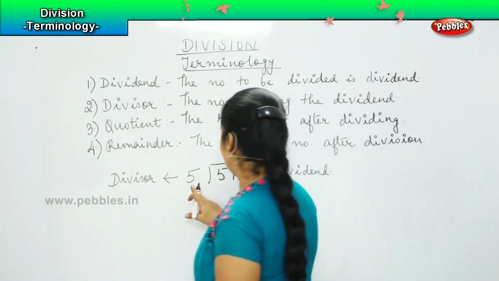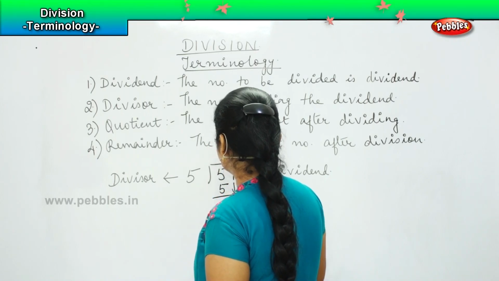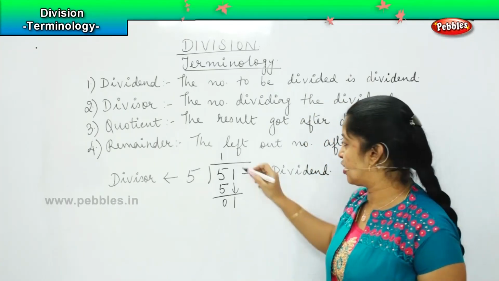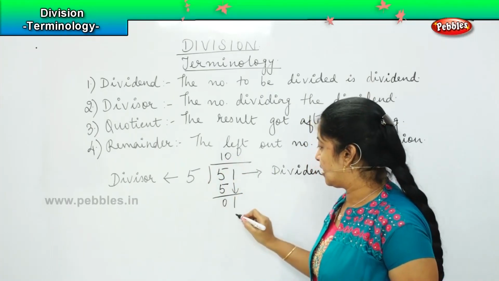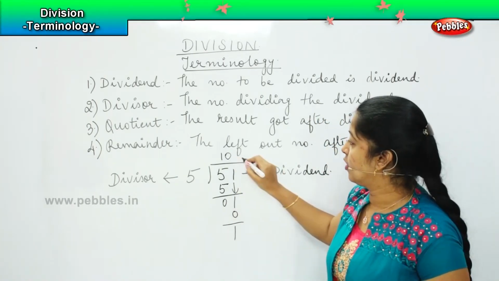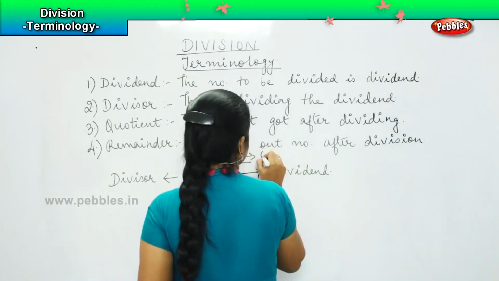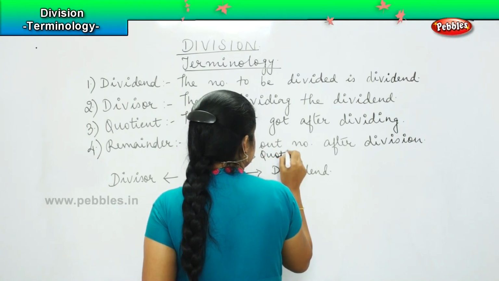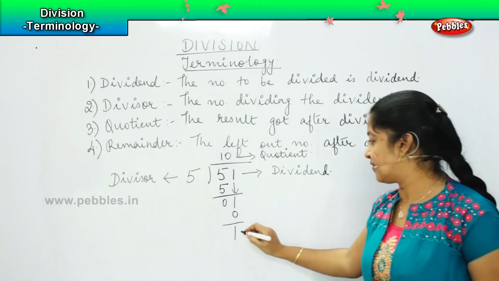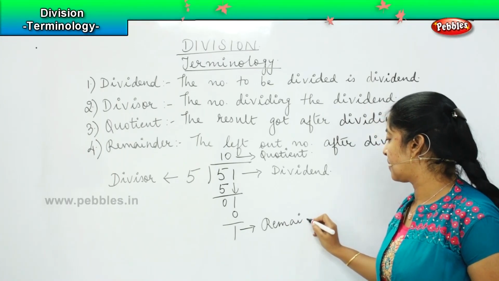Okay. The answer which I will be getting. So let's see, 5 into 1, 5. Then comes here 0 and 1. So in 5, 1 will go how many times? 0. Right. So 0 and here also 0. My answer is 10. So the number which I get after division is called my quotient. And did you see the left out balance, children? This number is called my remainder.